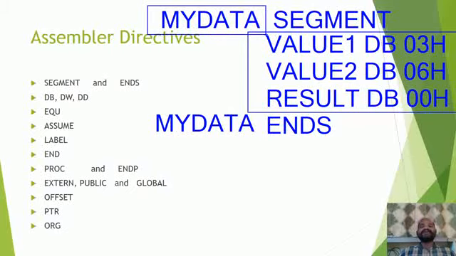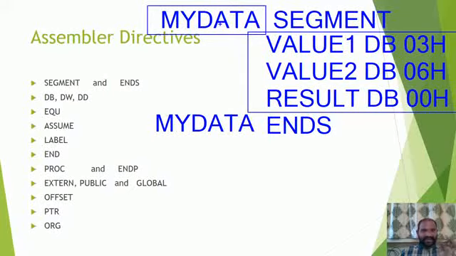My data is nothing but a label. It is a name assigned to a memory location which indicates the starting address of your segment. So I can call my data a label; I'm using the my data label to refer to the starting address of my segment. And explicitly we are indicating that this label ends at the ENDS.